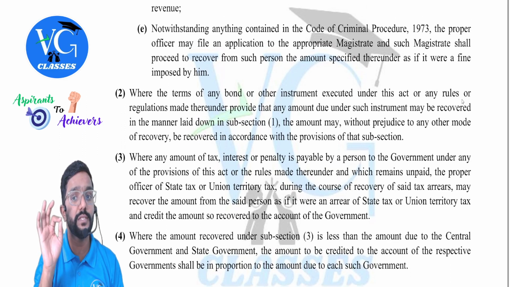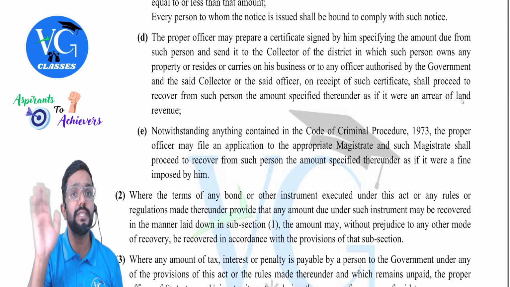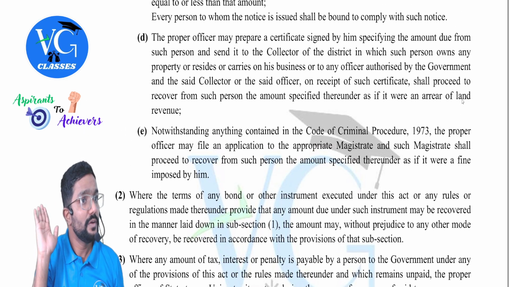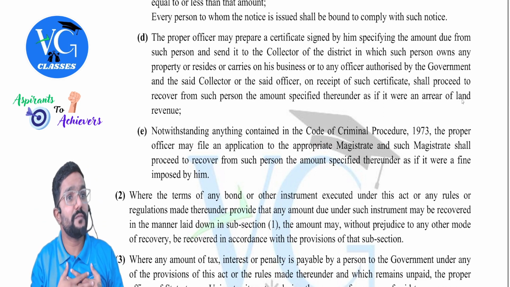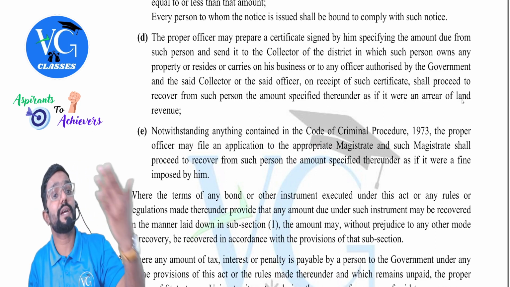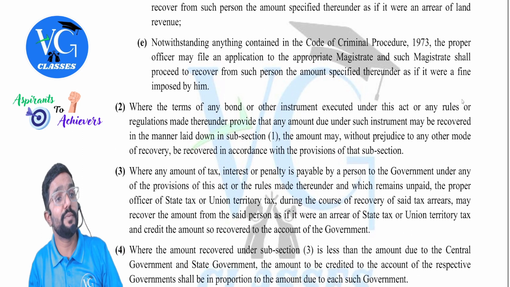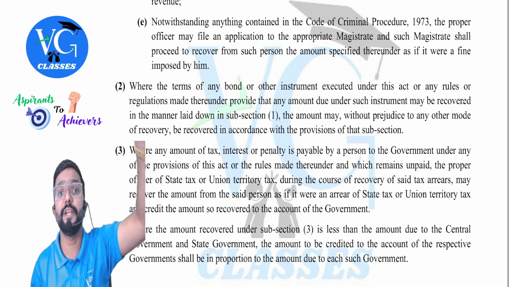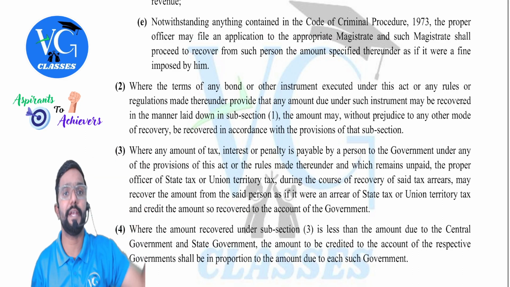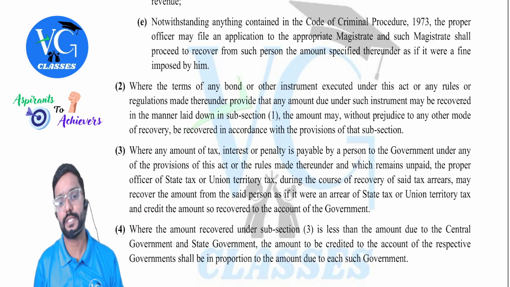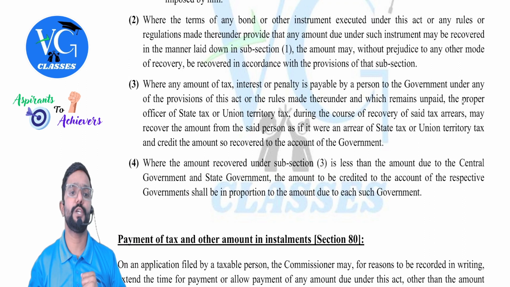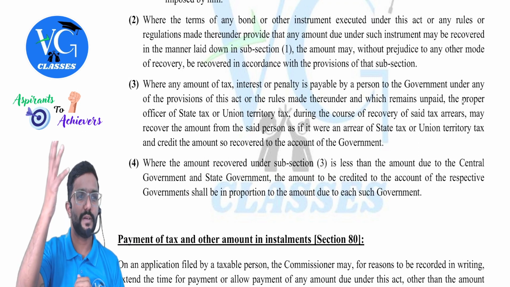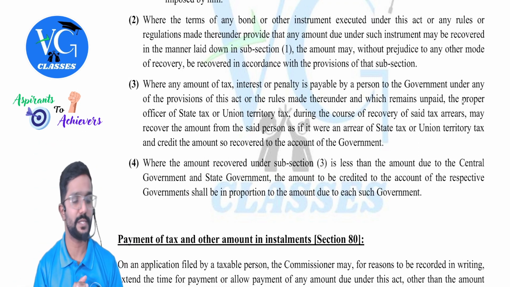Why, people? Because this magistrate or collector doesn't have a right to collect GST. Correct? But now the proper officer is passing on his right to whom? To the collector or magistrate, telling, sir, please collect this amount as if it is pending to you. They have all the right now. Okay. Subsection 2. Subsection 1 is important because they may ask 4 or 5 marks theory questions, guys. Please be careful.